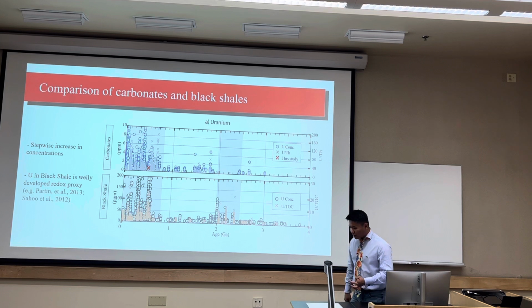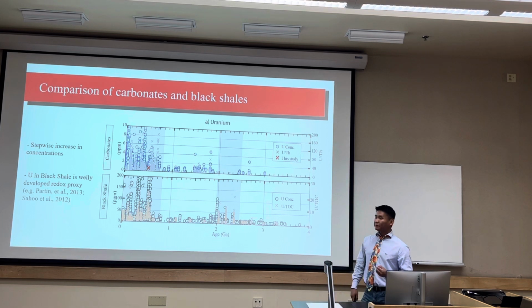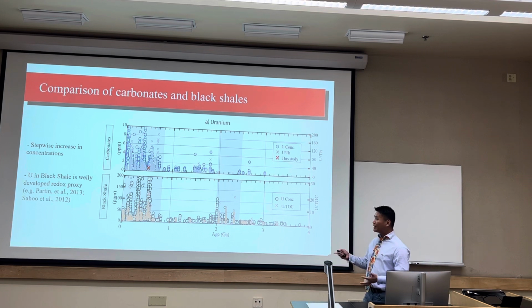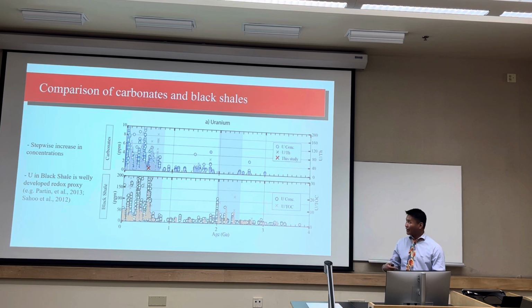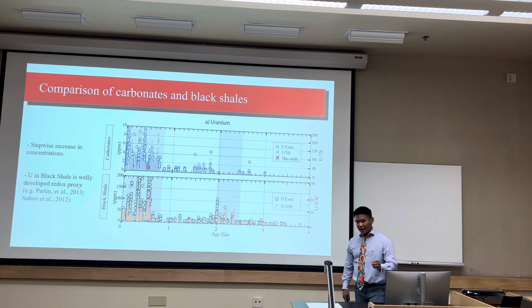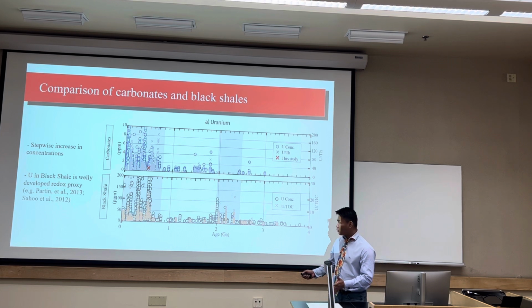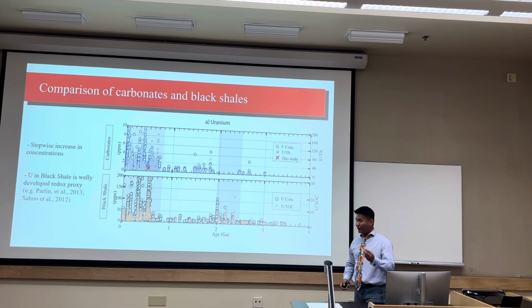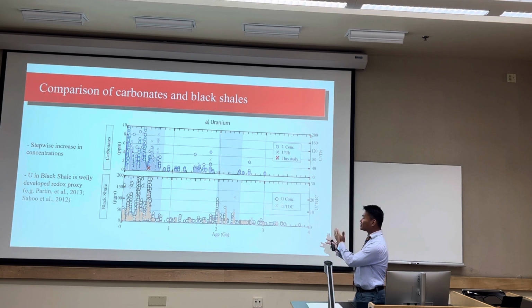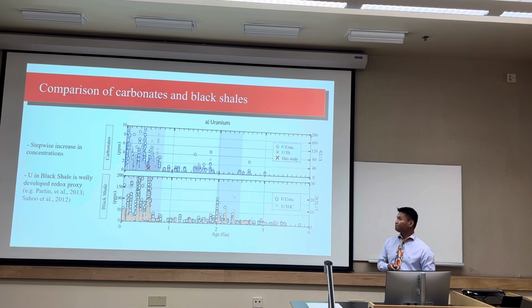As another step to evaluate the potential of using uranium concentration as a redox proxy, I compiled data from 3.3 billion years to today and looked at the overall secular change of uranium concentration in carbonate and compared it to black shale. The reason I'm comparing it to black shale is that uranium concentration in black shale is a widely developed redox proxy. Many studies have used it to reconstruct the redox condition. Here, you see the consistency between these two.